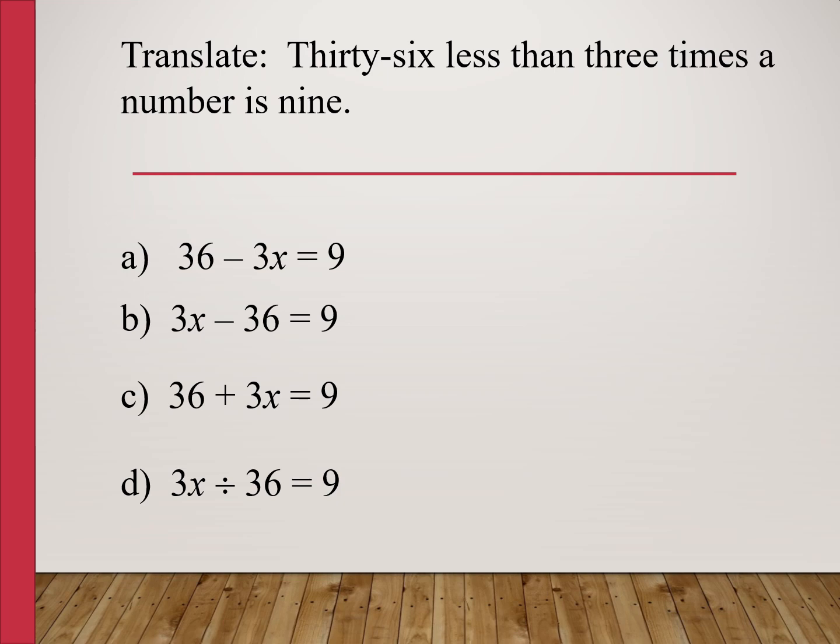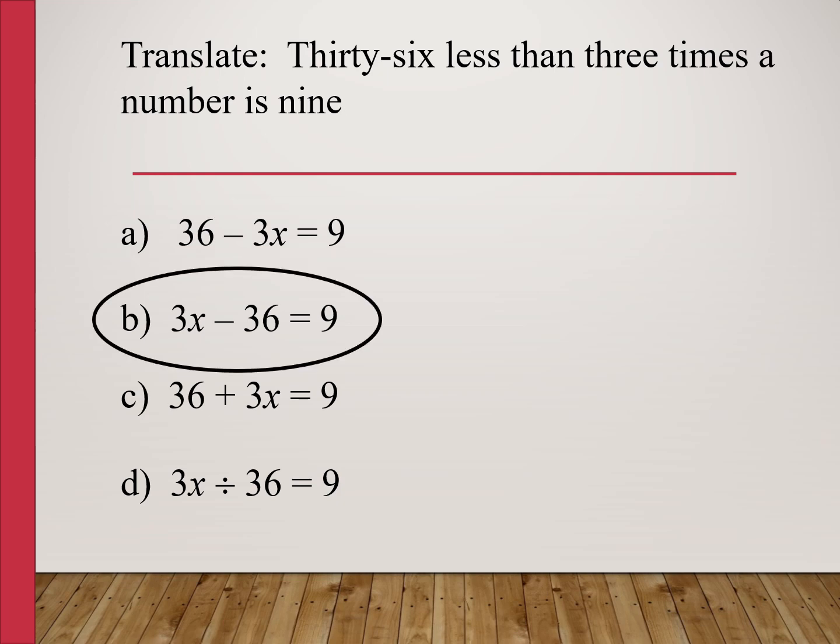Okay, so now, the correct answer is 3x minus 36 is equal to 9. So 36 less than 3 times a number is 9. So letter B is the correct answer. I hope you also have the same answer.